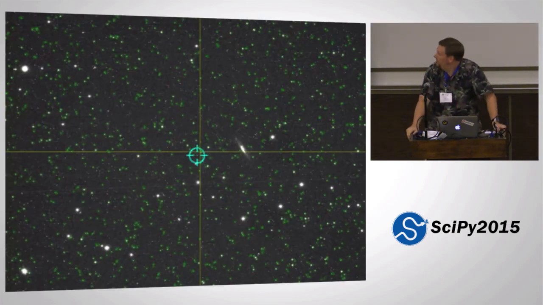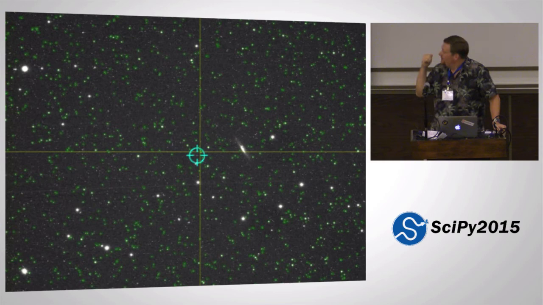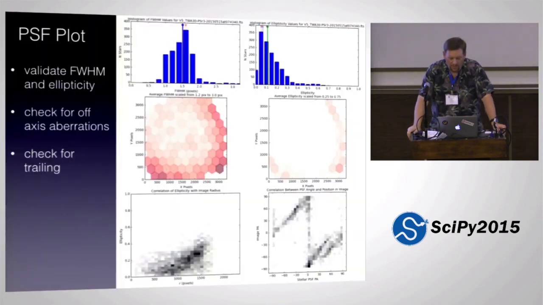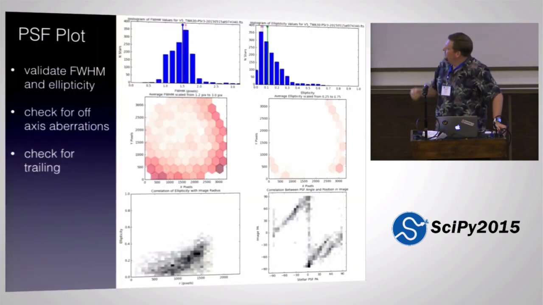So here's just an example. You can create JPEGs like I mentioned. You can annotate them in various ways. That shows the pointing error difference between the yellow crosshair and the blue. This is an analysis for a single image of all of the image quality values.